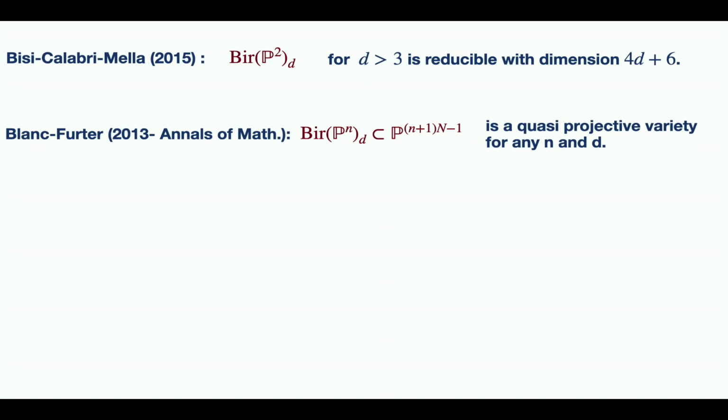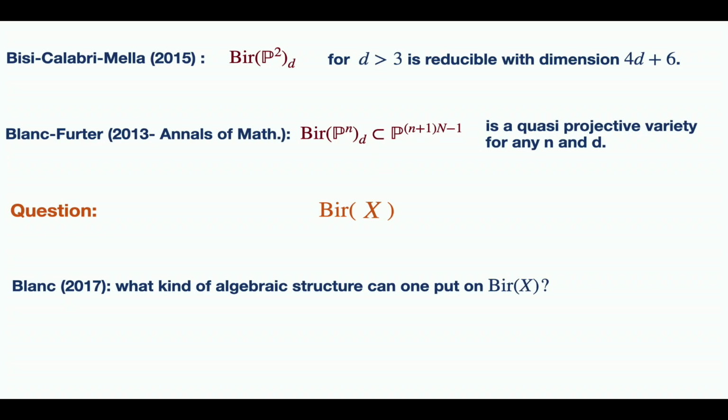So a question arises. Suppose that we have birational maps from Pn to Pn. If we remove Pn and substitute instead of Pn a projective variety X, what would happen? It was a question of Blanc in 2017, who asked what kind of algebraic structure one can put on the birational maps in a general case when we have a projective variety. So we got motivated to work on this and investigate how we can generalize these properties.